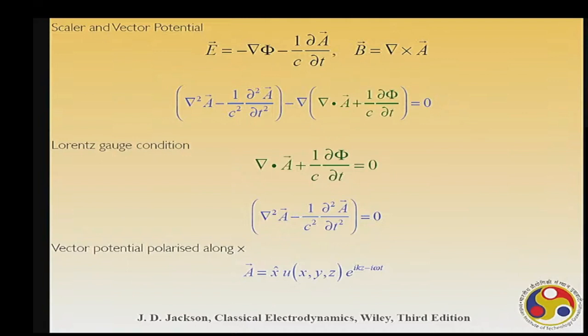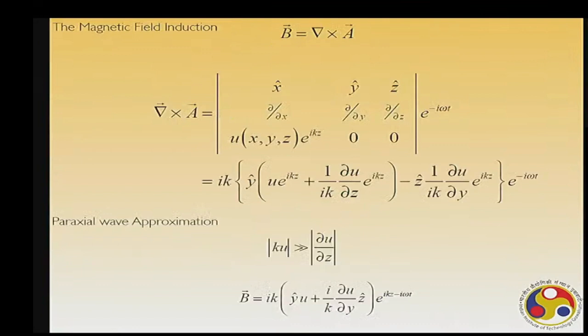So now, if I put this vector potential expression in my equation to find out the magnetic field, we are going to see the behavior of the magnetic field when the vector potential has a transverse dependence on space. Now you can see that for curl of A, you can have this expression. Here you have U, and then a derivative of the envelope along the z direction. Then you also have another derivative of the envelope with respect to y.